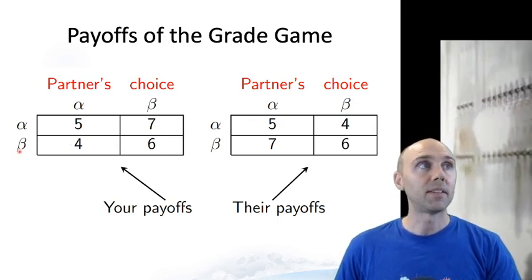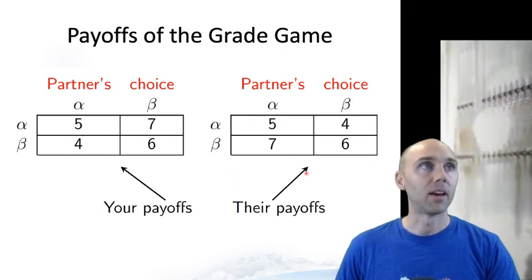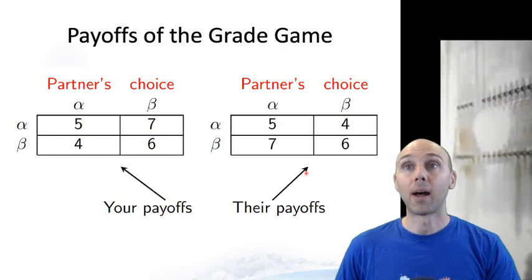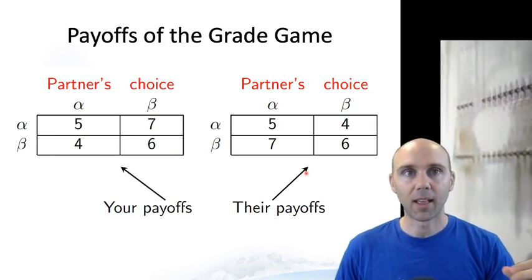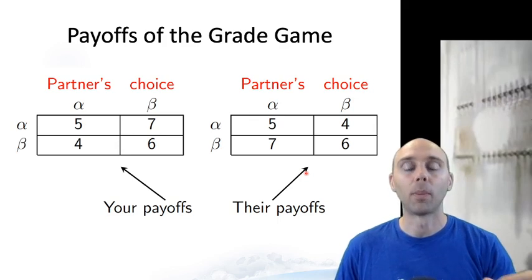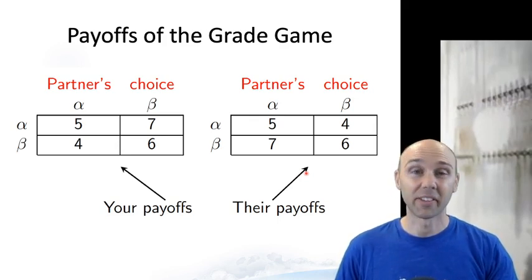If you choose beta and they choose alpha, you get 4. And if you choose beta and they choose beta, you get 6. Now, your partner's payoffs are on the right here, and we care about your partner's payoffs as well, because you need them to get an idea of what you think your partner will do. And they are exactly the same as your payoffs, but just in reverse.